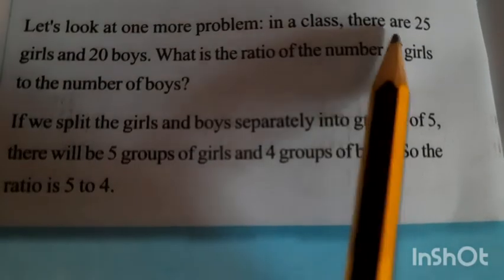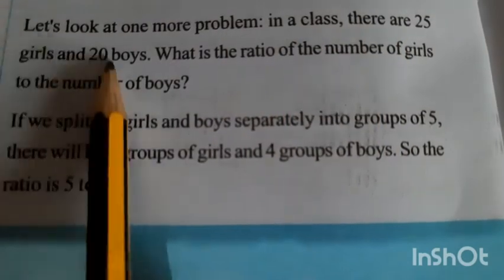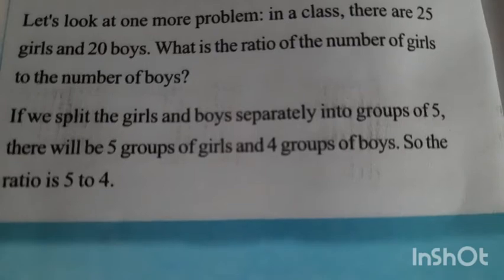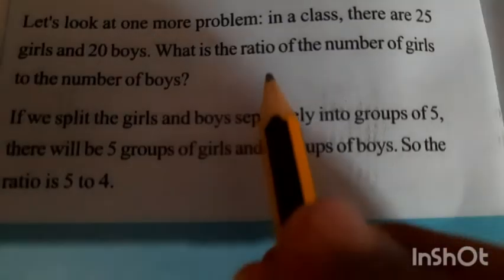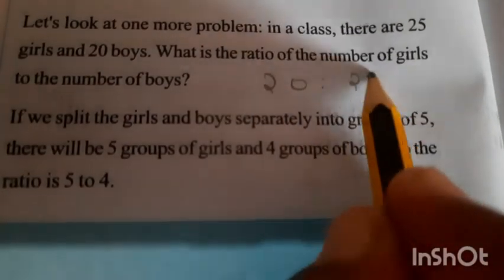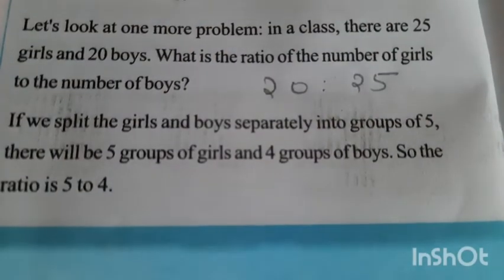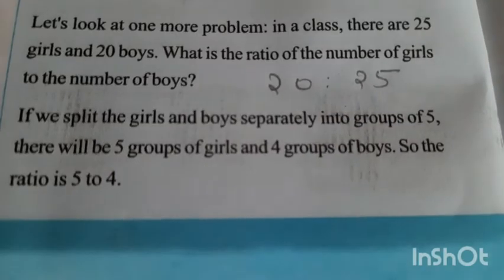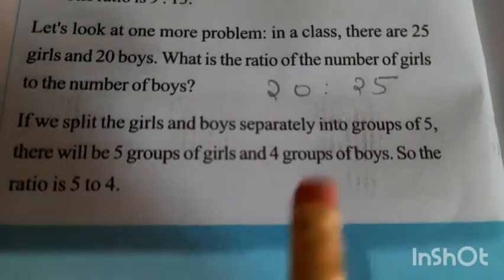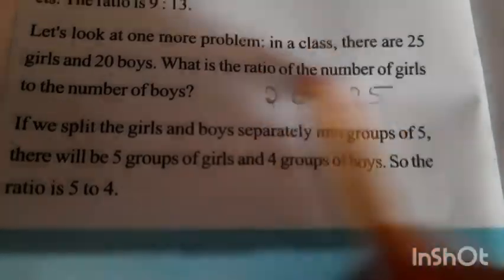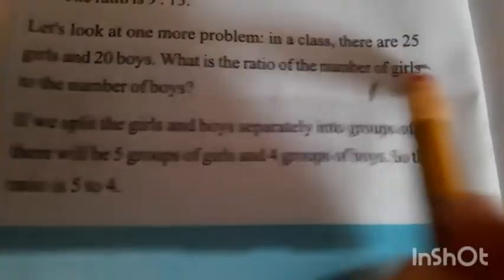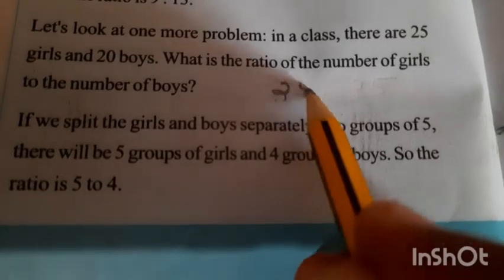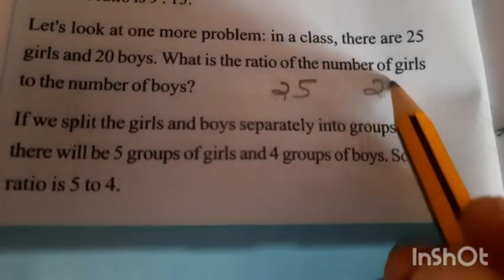Another one. A class has 25 girls and 20 boys. What is the ratio of number of girls and number of boys? So 20 and 25. 20 boys and 25 girls. So this one we cannot write like this because they are giving girls number first. So you should write the girls number first itself. So 25. Boys number is second.